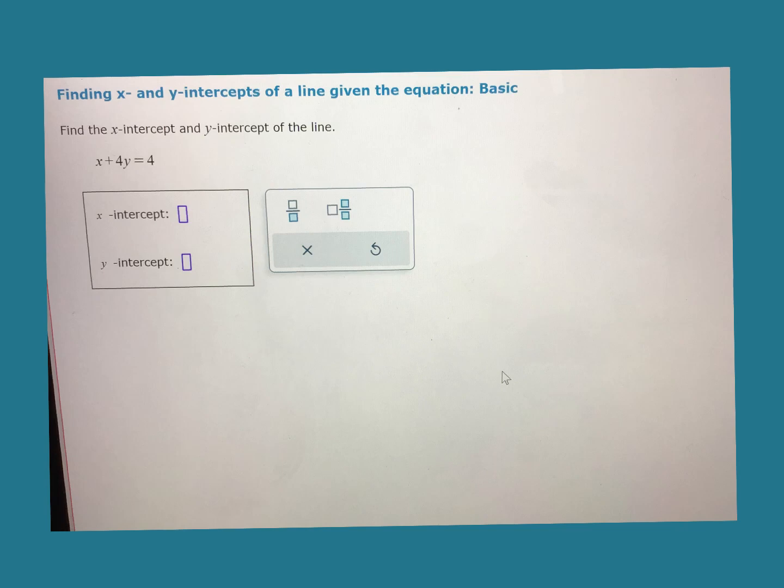In this example, when we're finding the x and y intercepts, we don't have a graph to look at, so we're going to instead use what we know about the intercepts. So we know that if we have an x-intercept, draw a graph. If it's an x-intercept, it would have to be somewhere along the x-axis.